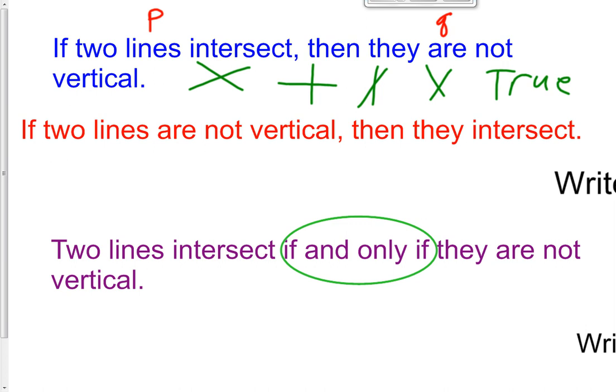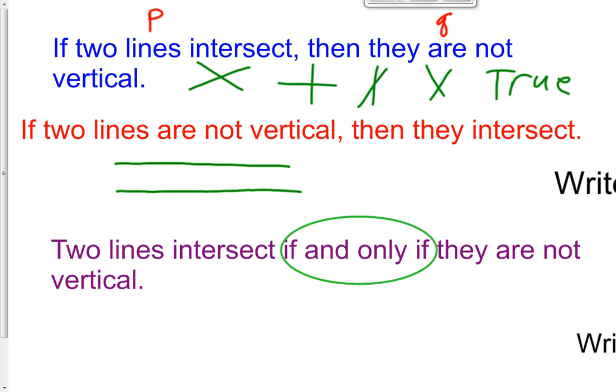Now, the converse also has to be true for the biconditional to be true. If two lines are not vertical, then they intersect. Well, I would say that happens most of the time, but is there one instance where two lines are not vertical and yet they still do not intersect? Wouldn't you say this line and this line are both not vertical?